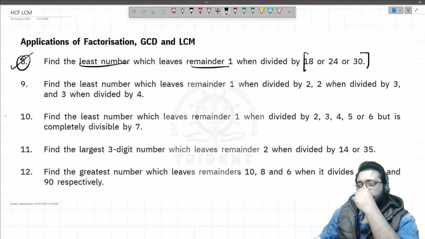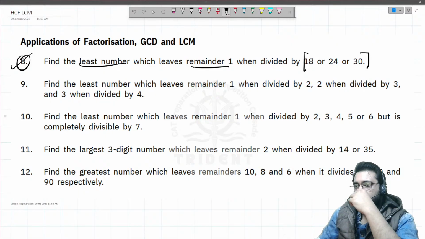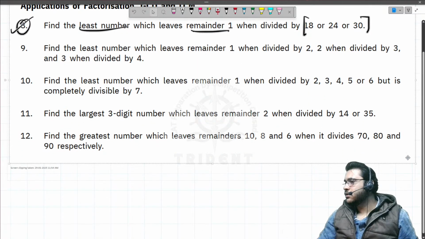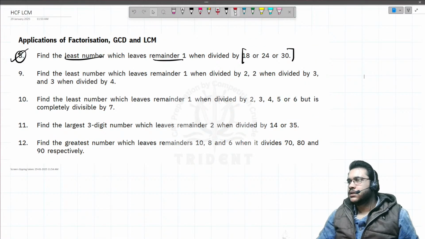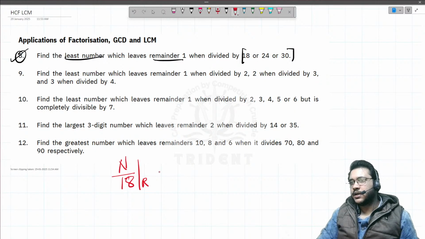I can give again some background information on that, but I don't think that would be necessary. So I will just zoom this out a little bit. Okay, so there has to be some number n which when divided by 18 leaves out a remainder of 1.